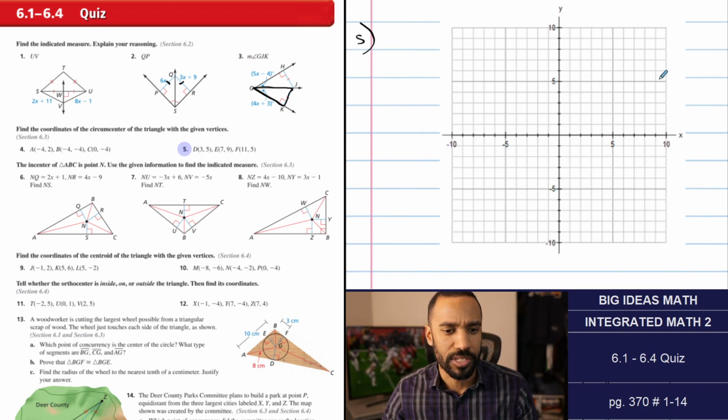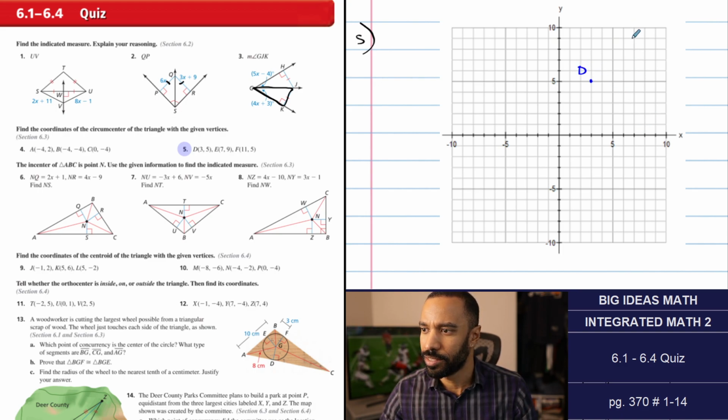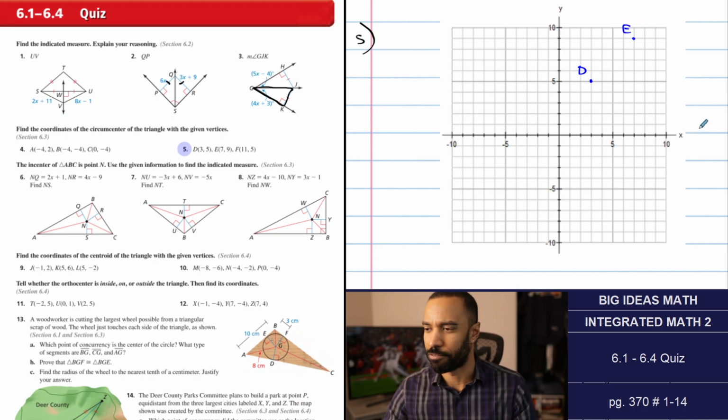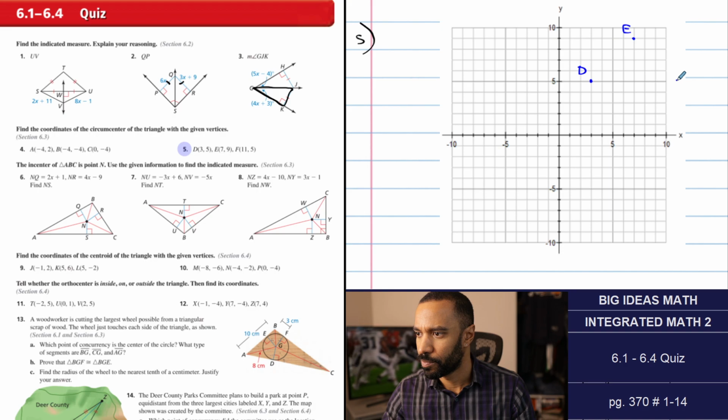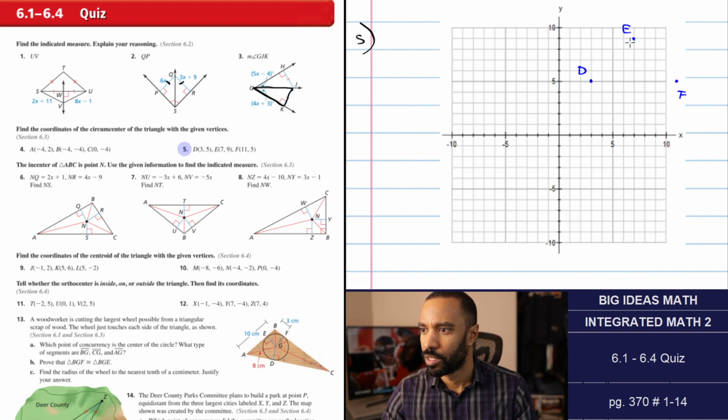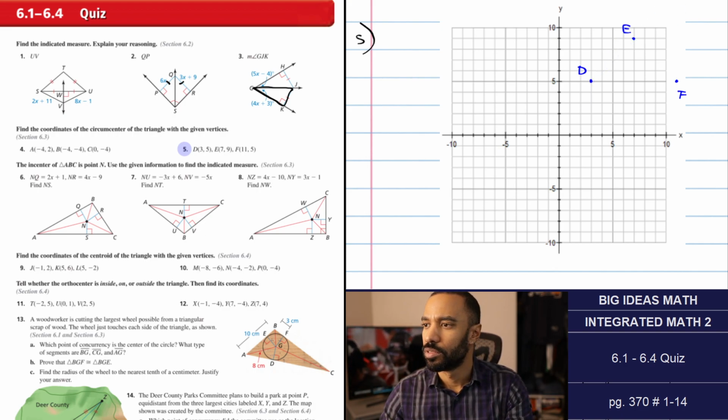Normally I copy these points down, but if I plot them, I think that's going to be enough for us right now. Here's D. E is at 7.9, or 7 right here, 7.9. And F is at 11.5, so the same height as D. F is going to be there at 11.5. I think that's going to work out.